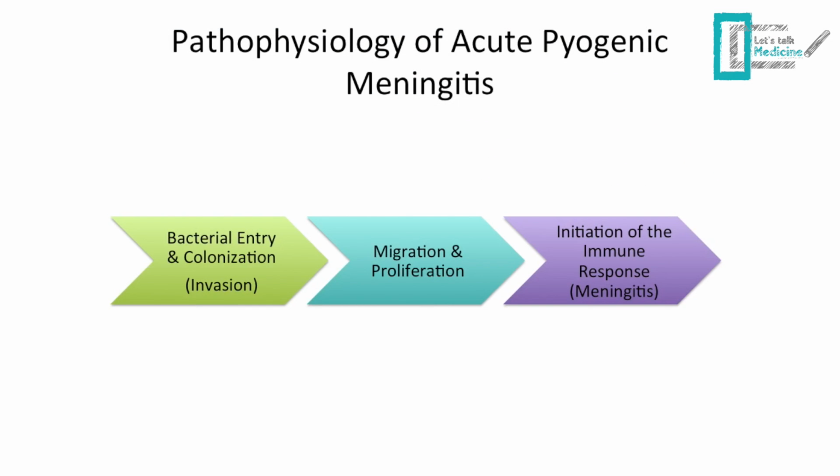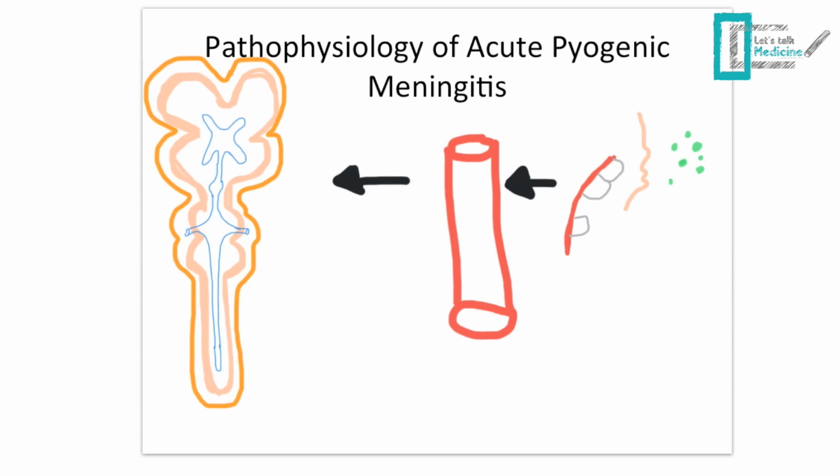Now coming to the pathophysiology of bacterial meningitis, or acute pyogenic meningitis. There are three important steps in general. Number one is the invasion of the organism into the body, so entry of the bacterial organism into the body and colonization. This is the first step. The second step is migration and proliferation. And then we have initiation of the immune response. Then we have the actual presentation of meningitis. So these are the three important steps of the pathophysiology of meningitis. This is an illustrating picture showing the different phases of pathophysiology of acute pyogenic meningitis.